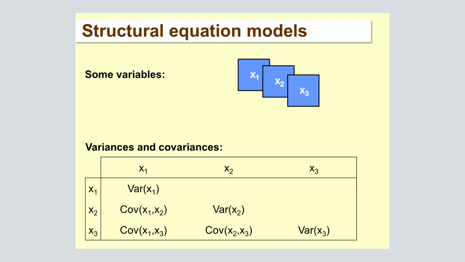Let's say we have some variables, x1, x2 and x3. The variance and covariances of these variables can be expressed in the variance-covariance matrix. It's the matrix displayed below. It's a symmetric matrix. In the main diagonal we have the variances, and in the triangles we have the covariances. Since the matrix is symmetric, the upper triangle is not displayed here.